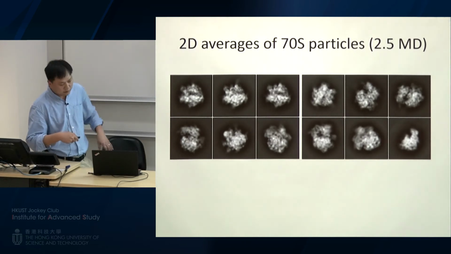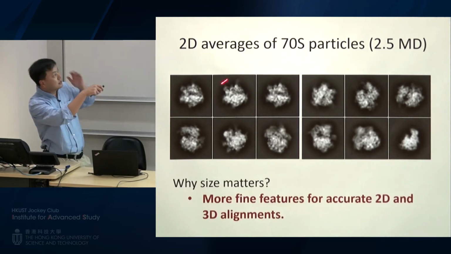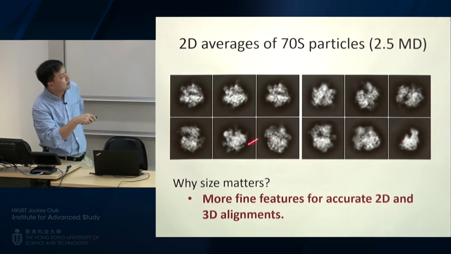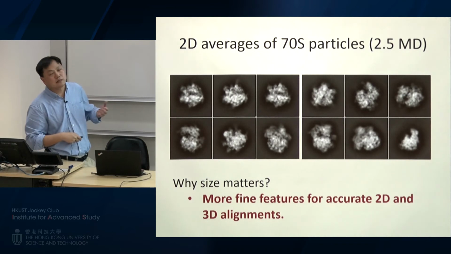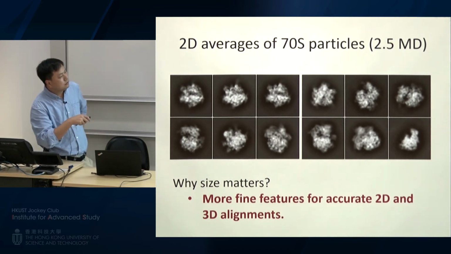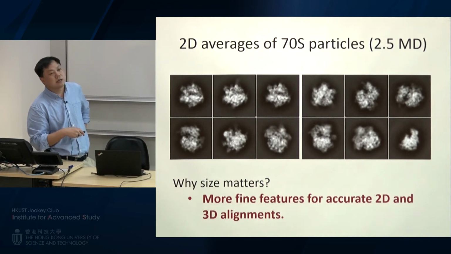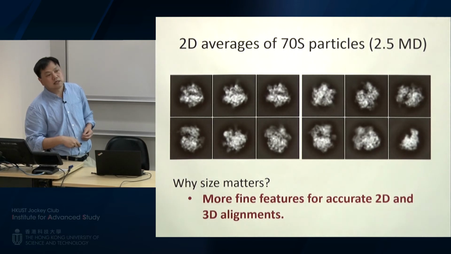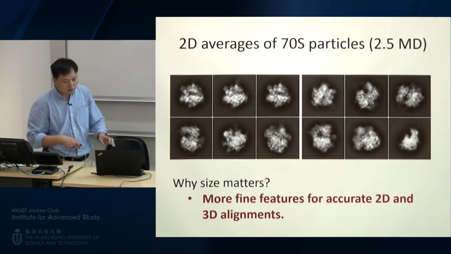Why for smaller sized particles? Because for large sized particles such as ribosome, the molecular weight is about 2.5 megadalton. Then it has many fine features. That means during the data analysis, the alignment and the 3D classification can be performed at much higher accuracy. But for smaller sized particles, the signal contribution from the individual pixels is much less. So that means the errors will be much larger.